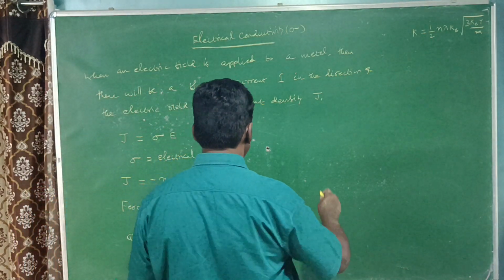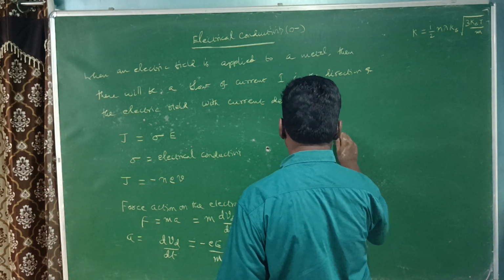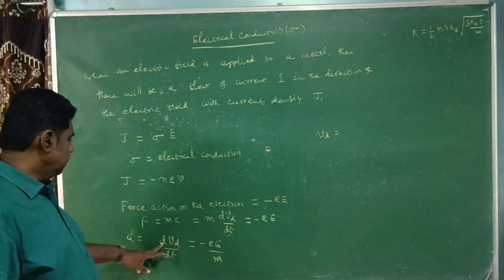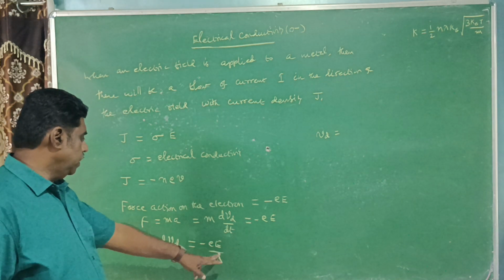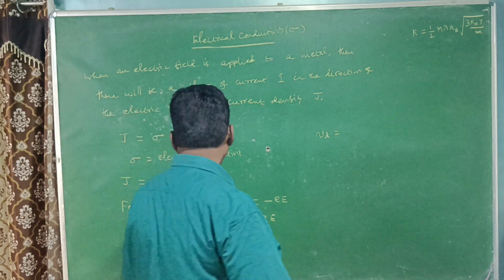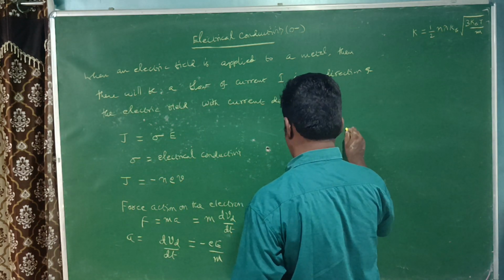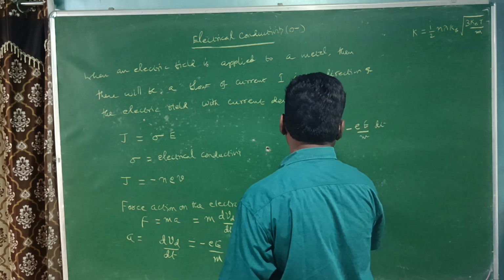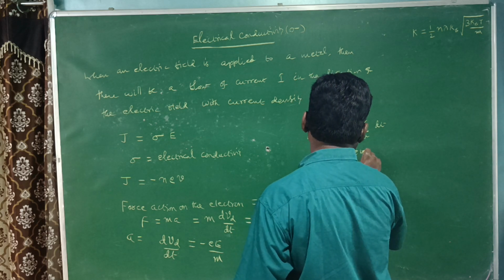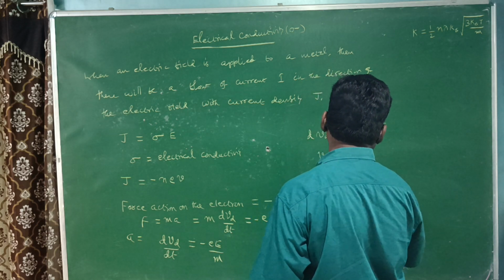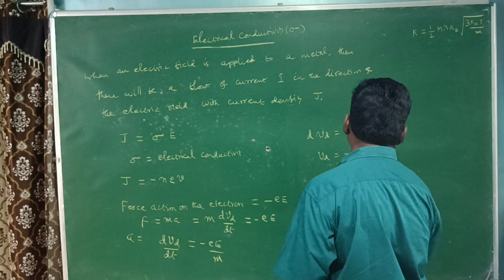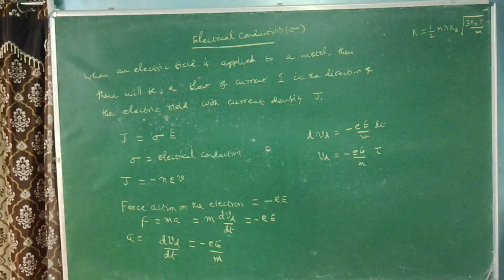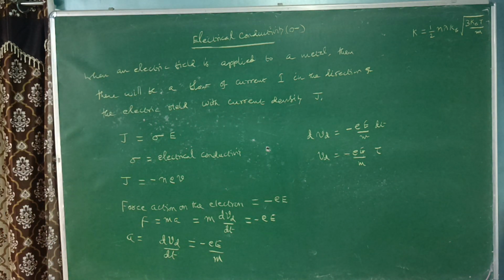From this you may find out the velocity v_d. If you integrate this, you can get v_d. dv_d is equal to minus e capital E divided by m into dt. So if you integrate this, the drift velocity is equal to minus e capital E divided by small m into tau. This is our collision time. v_d is our drift velocity.